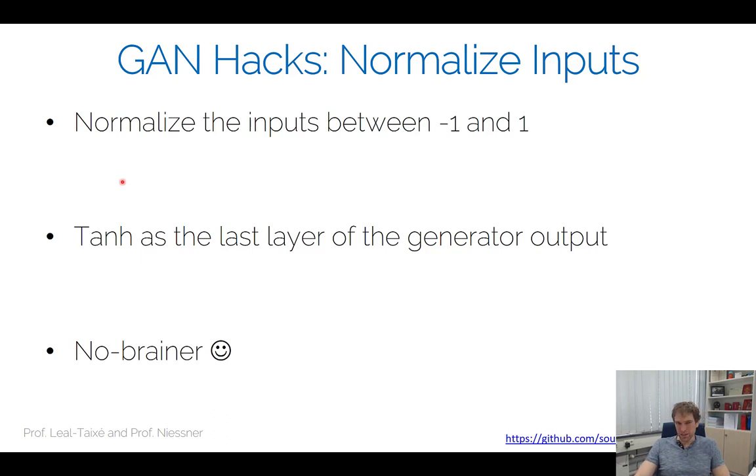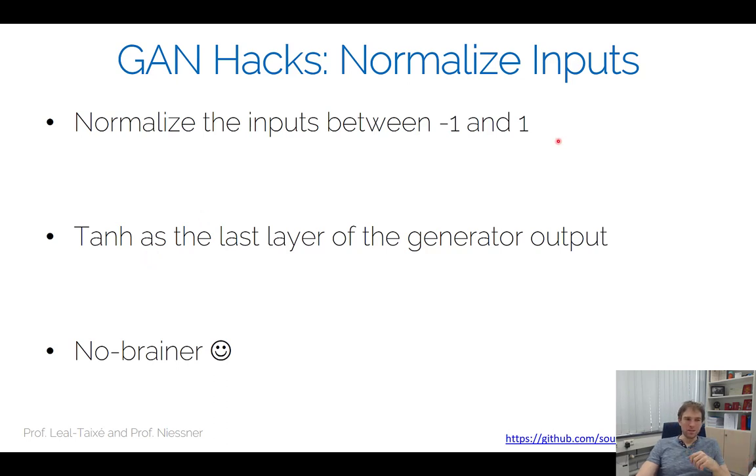Normalize the inputs. That's a no-brainer, because you want to make sure your distribution is within a reasonable space. If the parameter space of your distribution is bad, then it's very hard to learn. What's very important, and this is a general thing, by the way, check out the last layer of your generator. Most people use a tanh. If you normalize your inputs between minus 1 and 1, you have a tanh that maps it between minus 1 and 1. So by definition, your generator will generate samples that lie in this distribution.